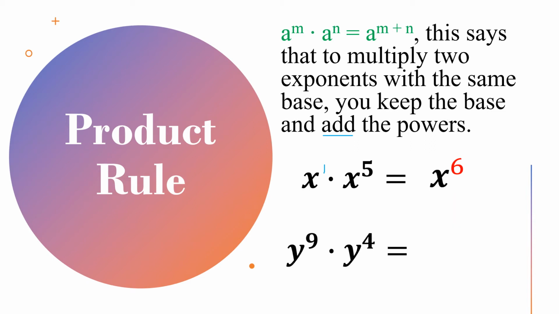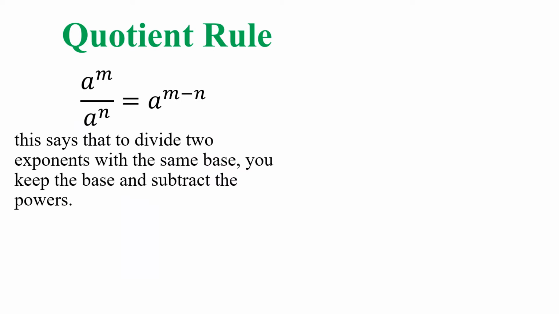What about the y? Well, any variable, as long as it has the same base, you can multiply together. So you're going to keep the y the same and then add 9 plus 4, giving y to the power of 13. Next, we have the quotient rule. Quotient means dividing. So if you have a to the power of m divided by a to the power of n, all you have to do is keep the same base and then subtract m minus n.